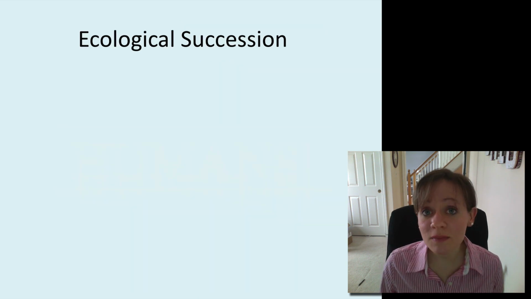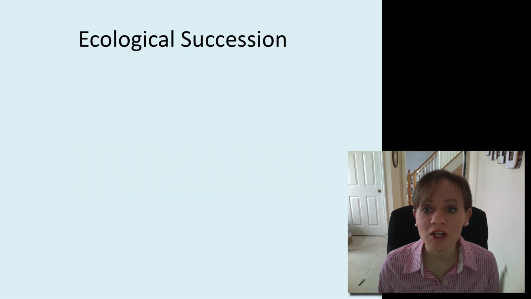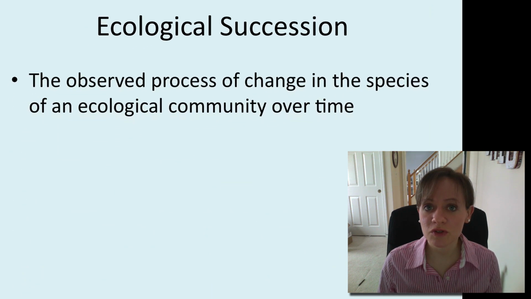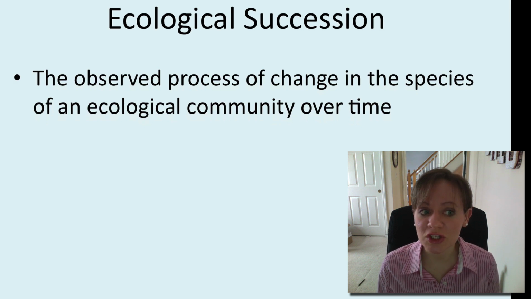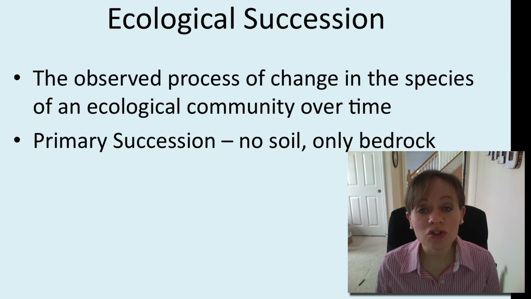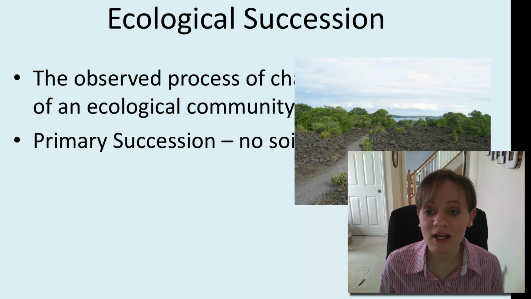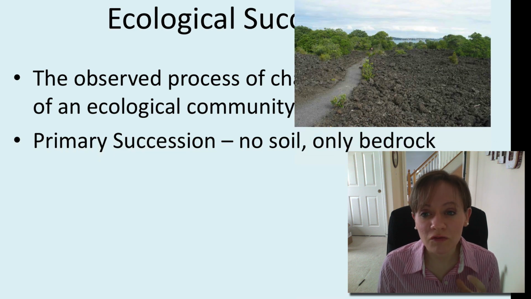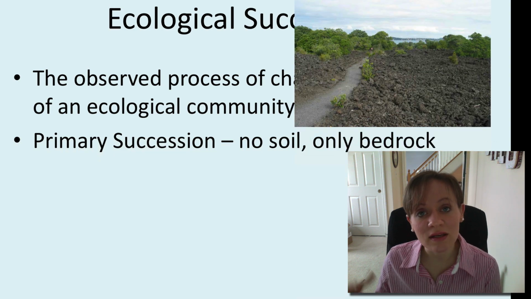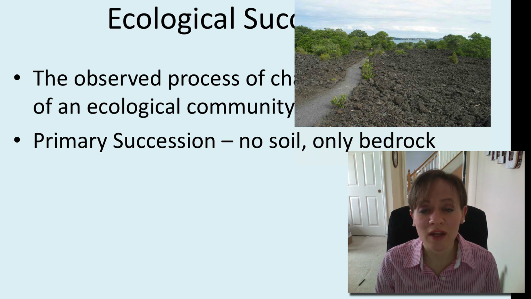Now, there are some disturbances that are actually good for an ecosystem, and this is an example of ecological succession. This is the observed process of change in the species of an ecological community over time. There are two types of succession. Primary, which is when there's no soil to begin with, only bedrock. We see algae and lichens fertilize the bedrock, and then the community starts to build back up. So there's been some disturbance that leaves only the bedrock, no soil.